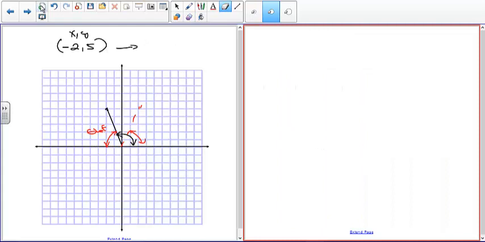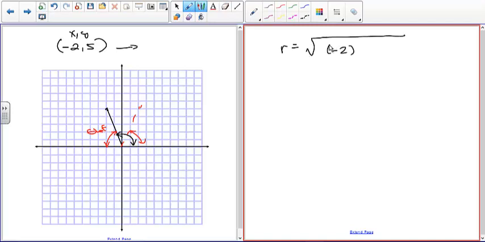So let me sit down here. So the r part's easy. r is going to be equal to the square root of -2 squared plus 5 squared. I told you r could be negative, but when you do this, typically you let r be positive. So the answer is going to be the square root of 29, since 4 plus 25 is 29.